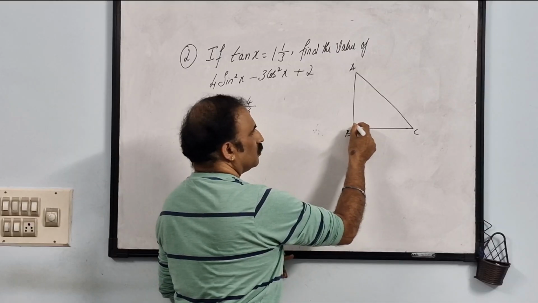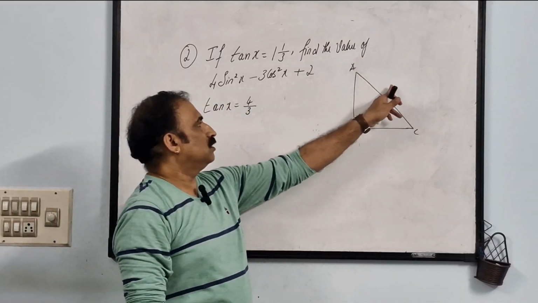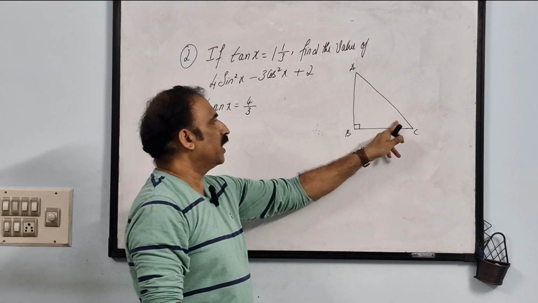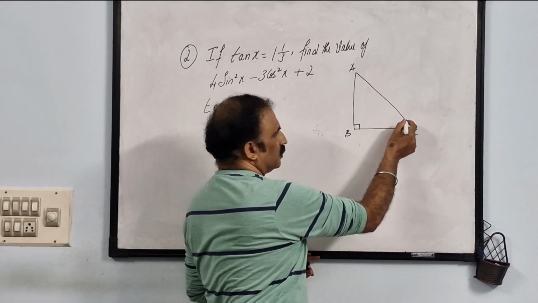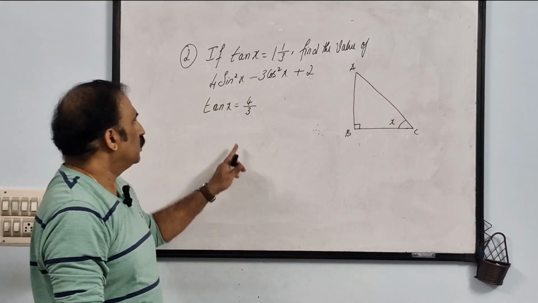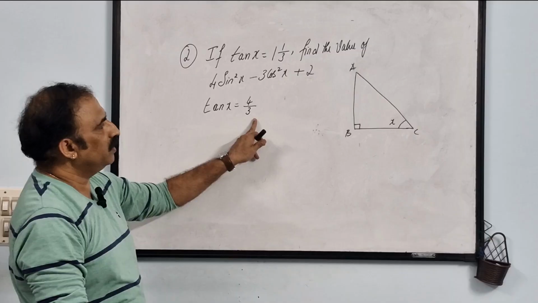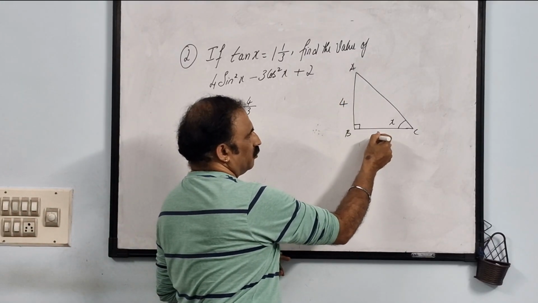One of the angles is going to be equal to 90 degrees. Now as you know, this is the hypotenuse and these two are the acute angles. One of these acute angles I can mark as x. For example, I'll take C as x. So according to the ratio, tan is opposite by adjacent. So the opposite side is 4, adjacent is going to be 3.